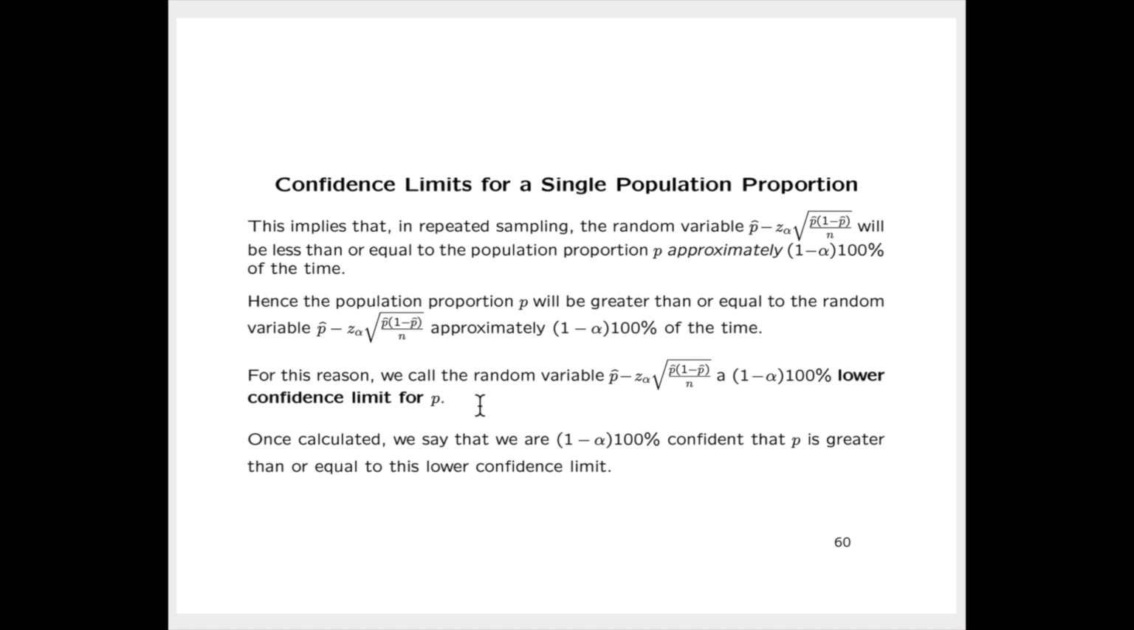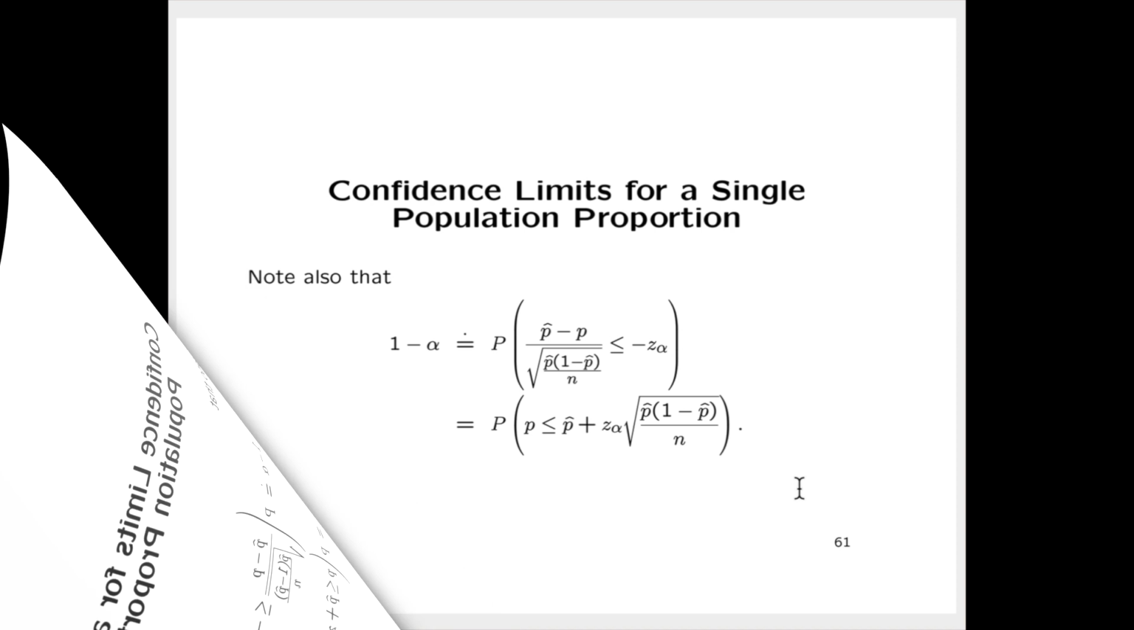Now, once we have our sample and we've calculated this lower confidence limit, the way that we describe it is that we are 1 minus alpha times 100% confident that p is greater than or equal to this lower confidence limit. That is the interpretation that we apply to this lower confidence limit. This is how we calculate it, but this is the interpretation that we apply to it.